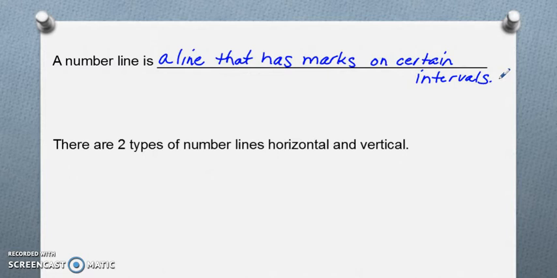Not every number line needs to be the same. Not every number line needs to include 0. Most of them do, but they don't always have to. There are two types of number lines, horizontal that go left to right, and vertical, which is up and down.